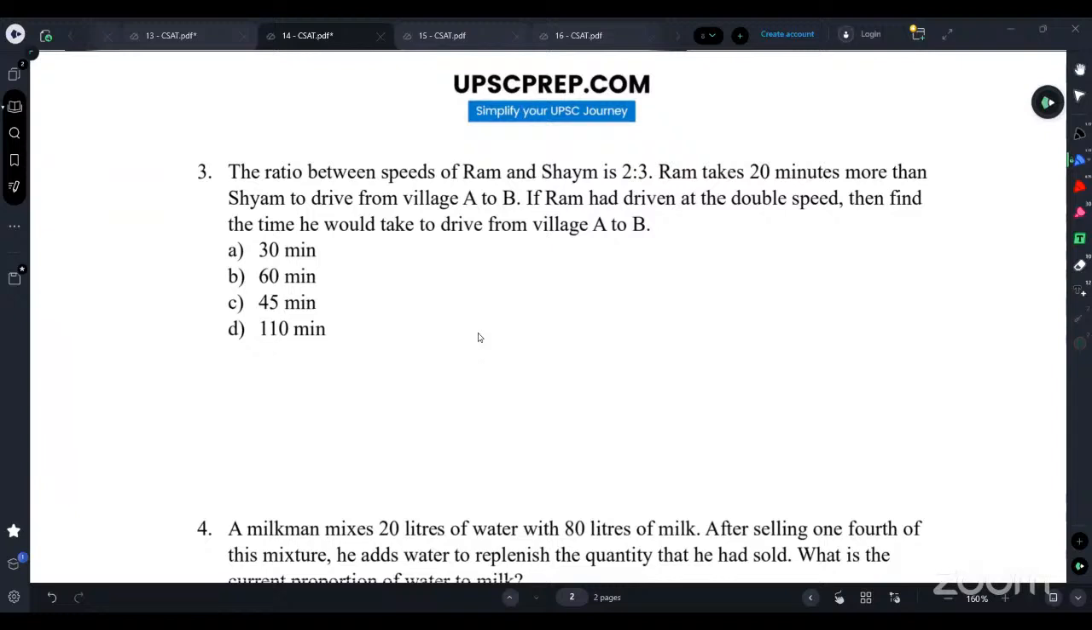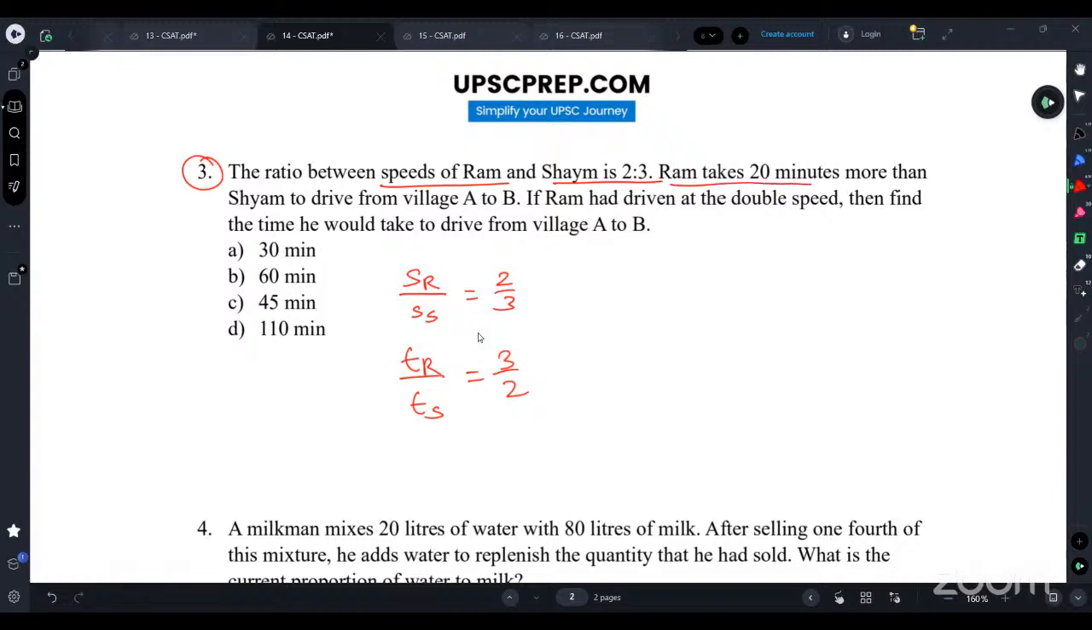Third question, guys, see. Third question. The ratio between speeds of Ram and Sham is 2 is to 3, right? So let's say the speed of Ram and the speed of Sham is 2 is to 3. Now, can you tell me, guys, if the ratio of their speed is 2 is to 3, what will be the ratio of the time for a finite distance? So the time taken by Ram to the time taken by Sham will be basically the inverse of this ratio, because more is the speed, less is the time, and less is the speed, more is the time, right?